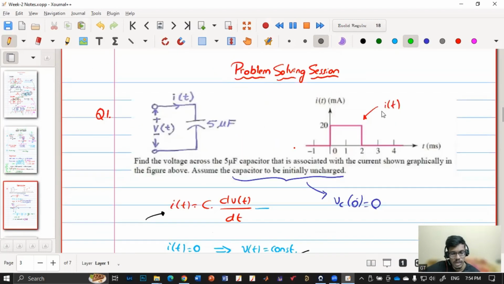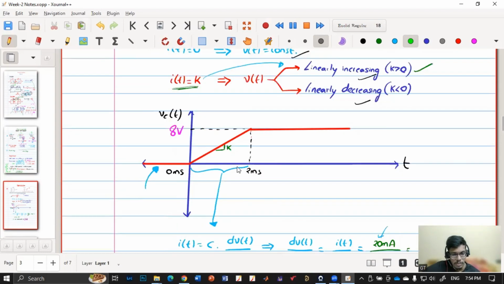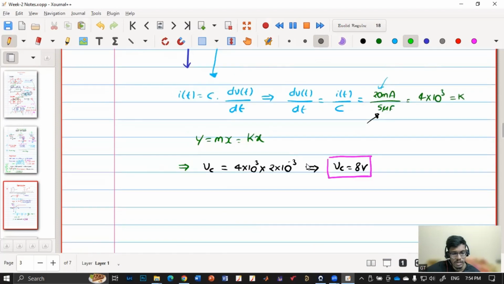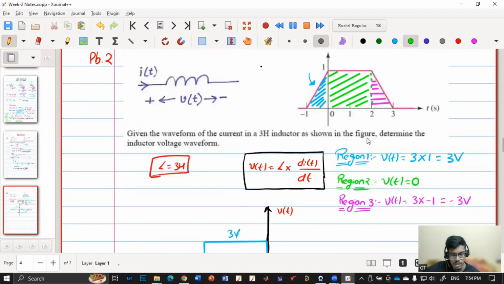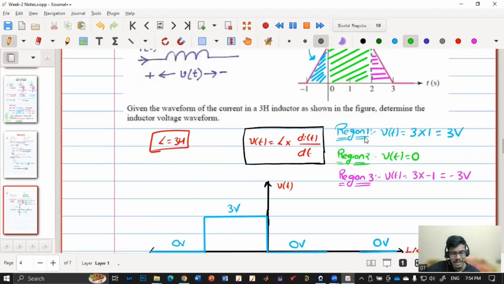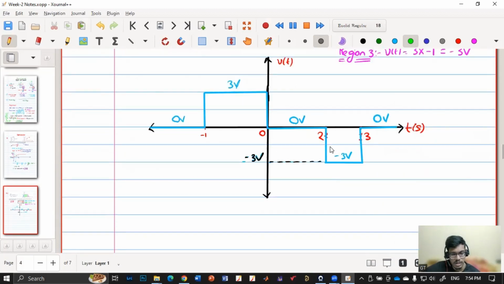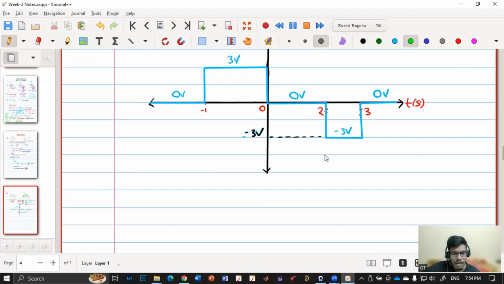In problem 1, they gave the capacitor current, and they asked us to draw the capacitor voltage. We have drawn that, and in the second problem, they gave us the inductor current, and they asked us to draw the inductor voltage. Again, we drew the inductor voltage waveform as a function of time.